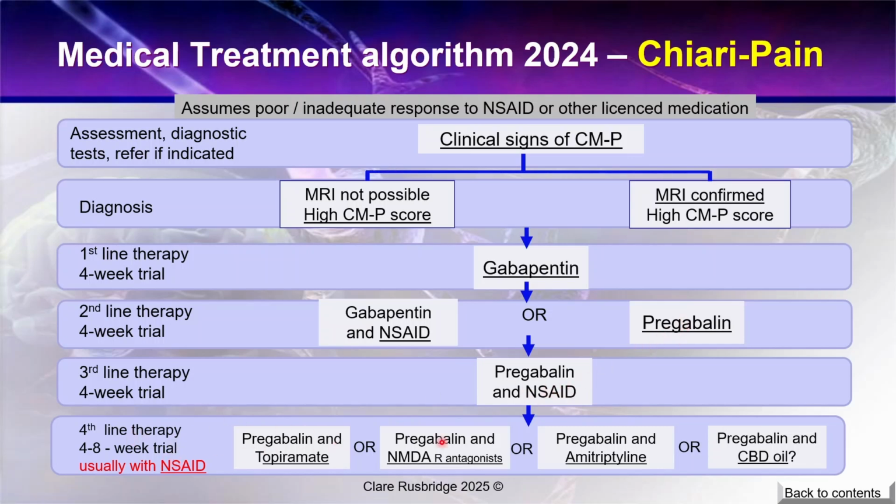And then fourth line, well, it really depends on the vet concerned, because often they will have a tried and tested regime. So for example, I will often use a combination of pregabalin and topiramate, but other people might prefer pregabalin and an NMDA receptor antagonist such as amantadine. Others may prefer pregabalin and amitriptyline. I've put a question mark there for CBD oil. Yes, CBD oil can be effective for pain, but you really have to have such a high dose that you will need to monitor liver function for that.